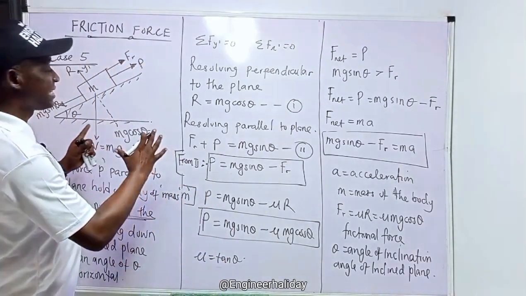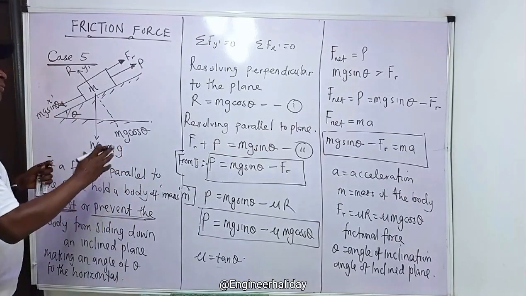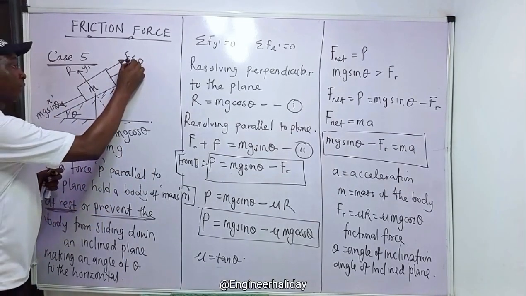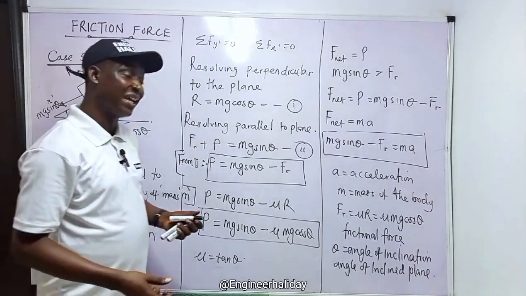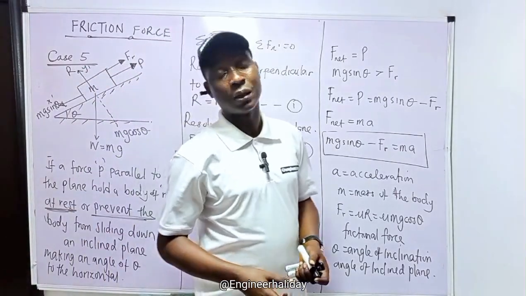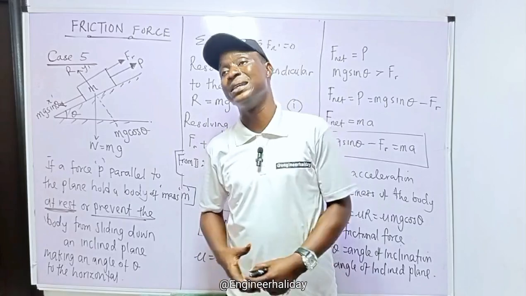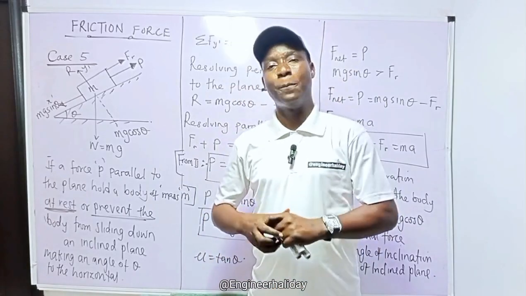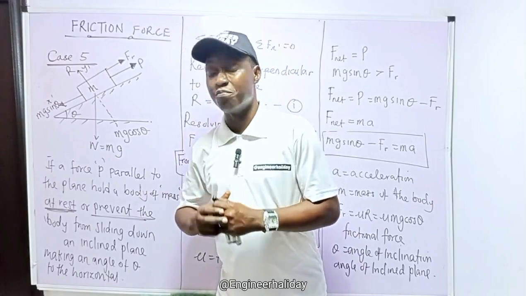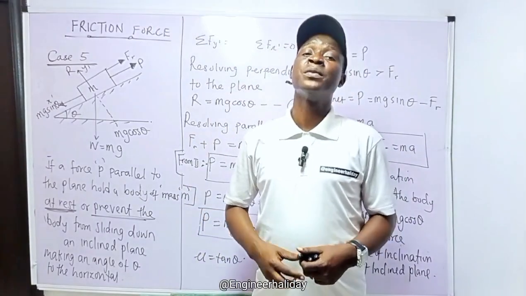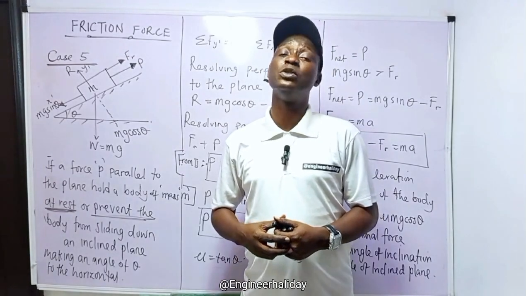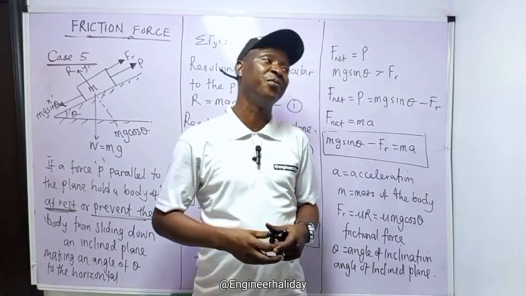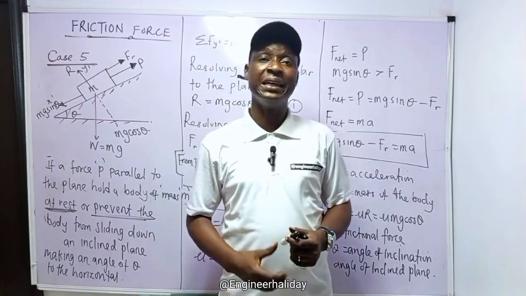I believe I've explained this case very well. I've been able to explain what P is all about. I've talked about P as the force that will cause the body to slide down the plane, the force that will hold the body at rest, and the force that will prevent the body of mass M from sliding down the plane. It is the parallel force that will cause the body to move down the plane. That is the case of net force, where it plays the role of net force.